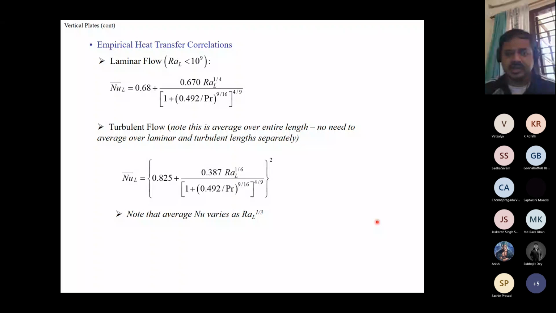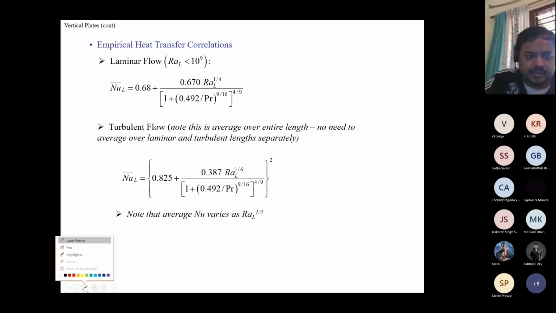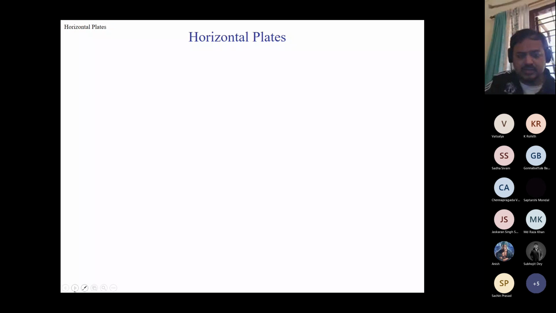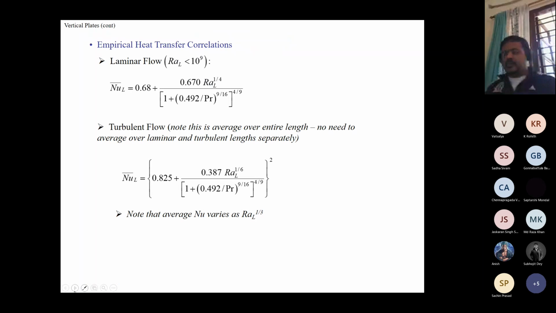I've forgotten to write their names here. Let me see if I can write it. Sorry, here I cannot change. Okay, please make a note here. I will also do it. These correlations are by Churchill and Chu. Churchill and Chu in 1975, they presented these correlations.